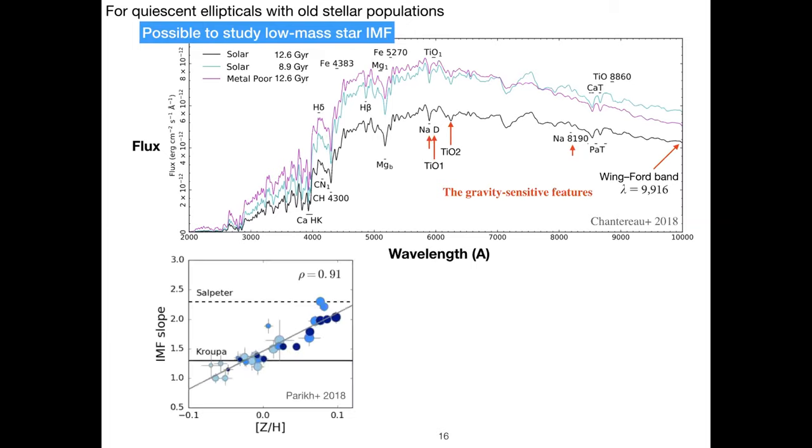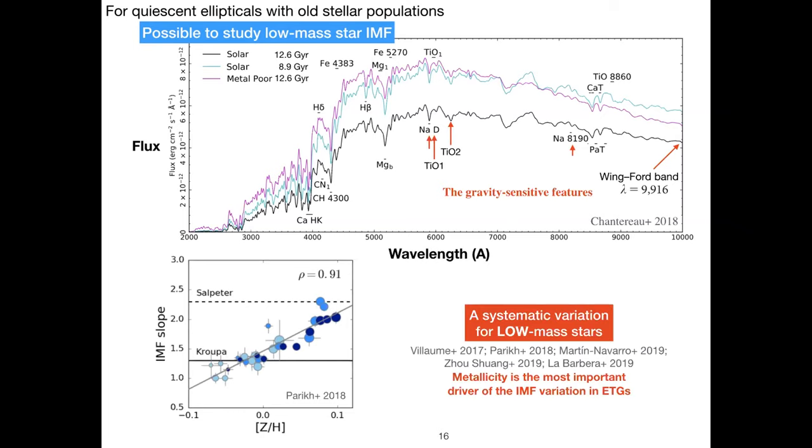So if you measure these spectral features, it can give you an estimation of the MF slope of the low mass stars as a function of galaxy mass or its luminosity, and the tightest correlation is with luminosity here. So there are many publications confirming this result using similar methods, and basically it shows that the MF of early type galaxies is varying with its luminosity.